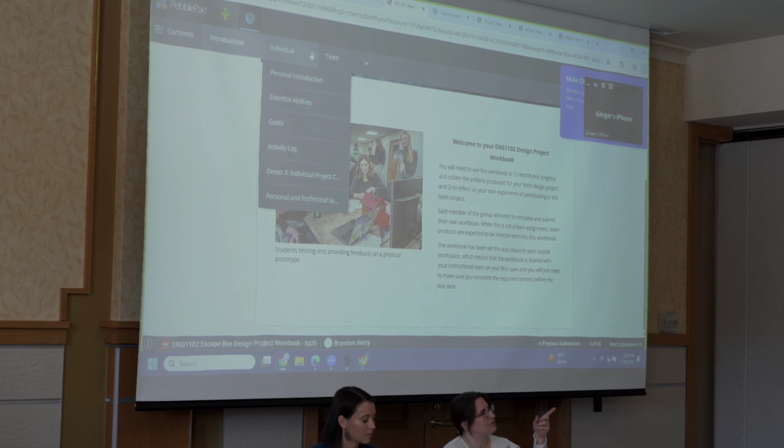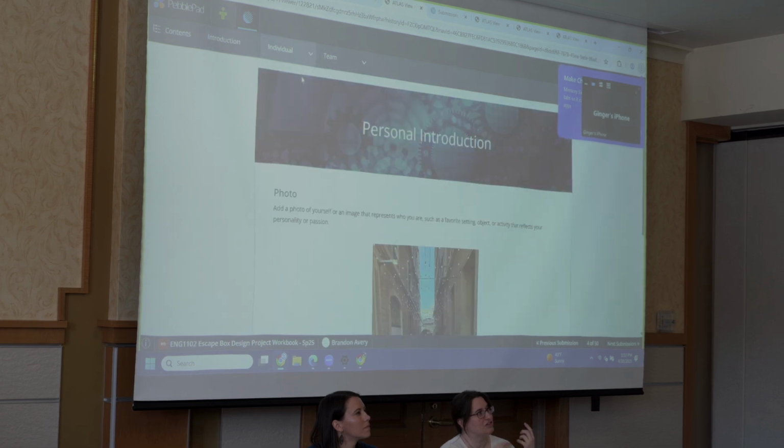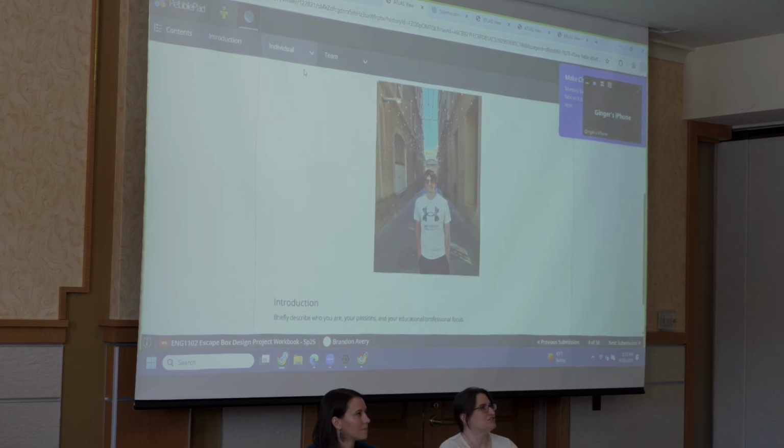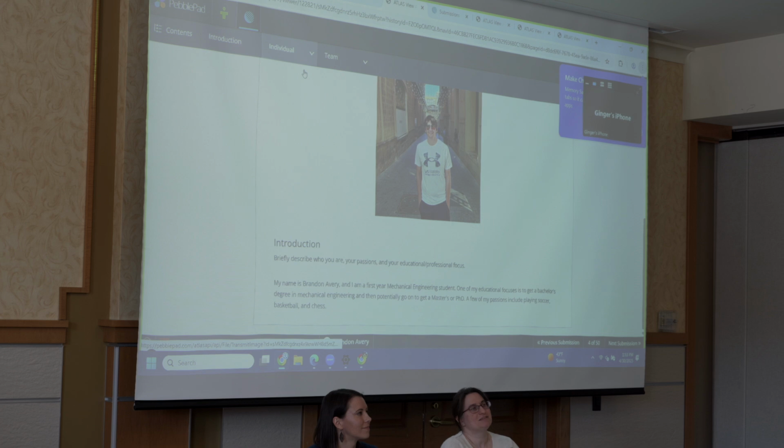If you go to the individual tab here, on day 1 we had them do this personal introduction where they just upload some interesting photo about themselves, or something that represents themselves, and give us a brief introduction. I have a lot of students and I want to get to know them a little bit. So this is a way of me sneakily trying to learn a little bit about them.